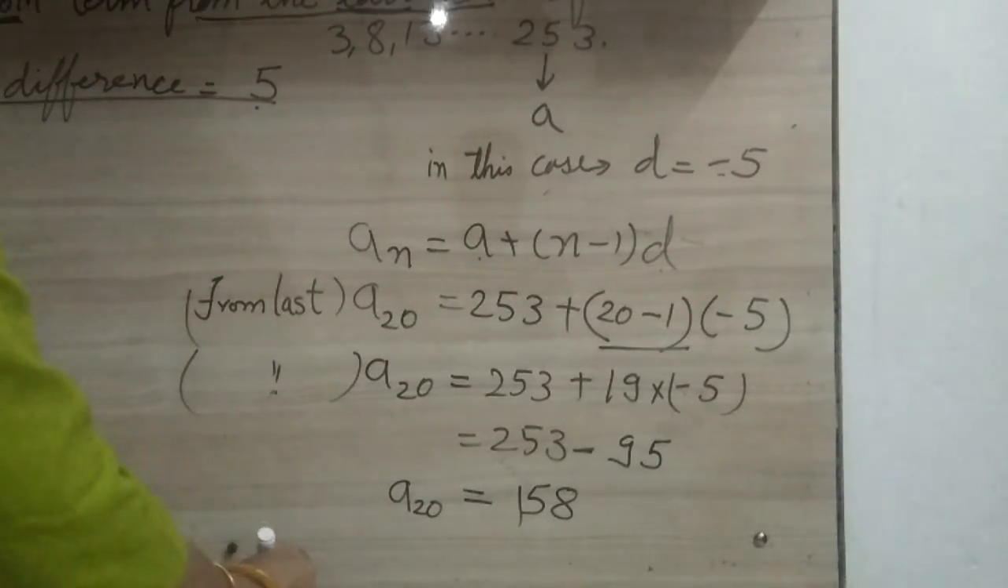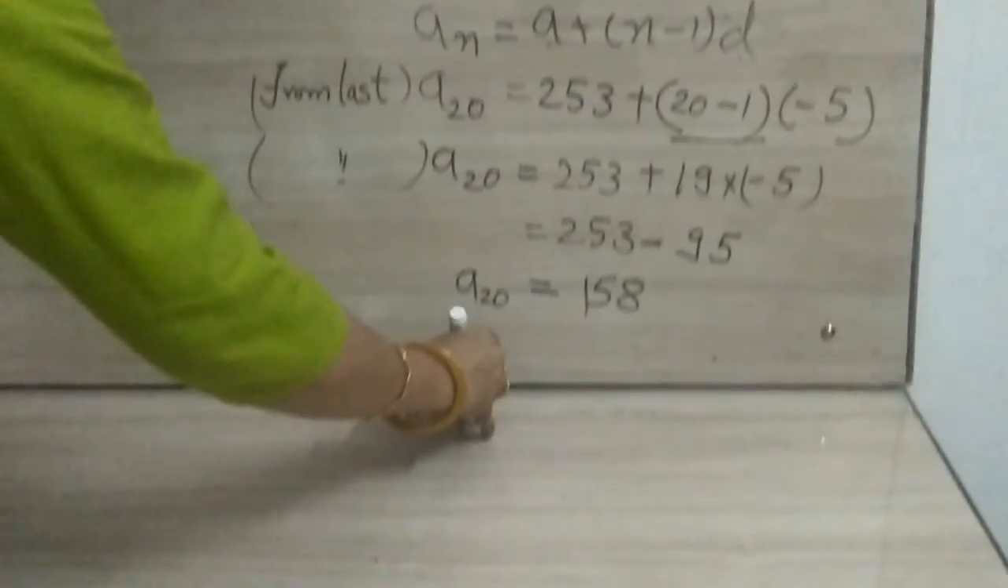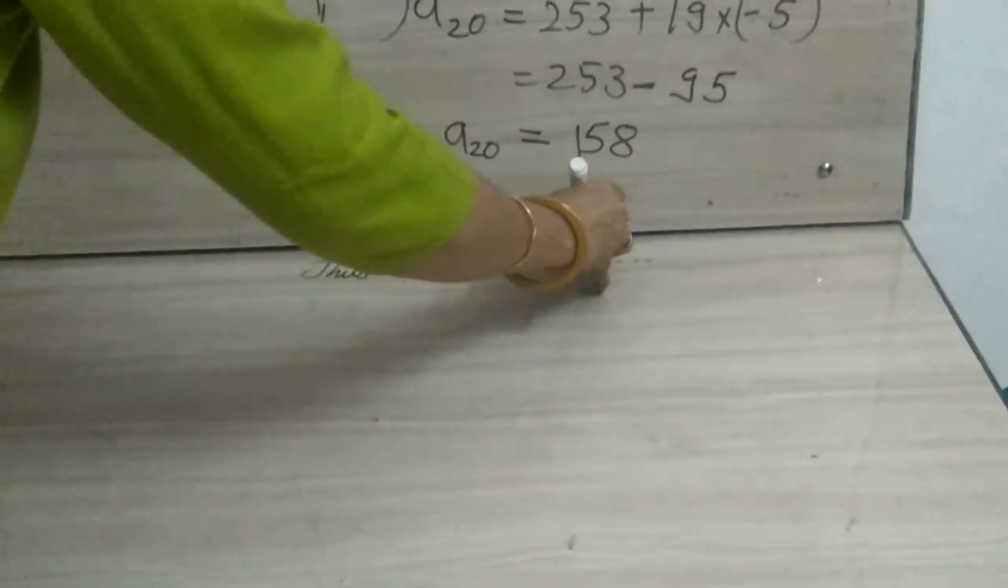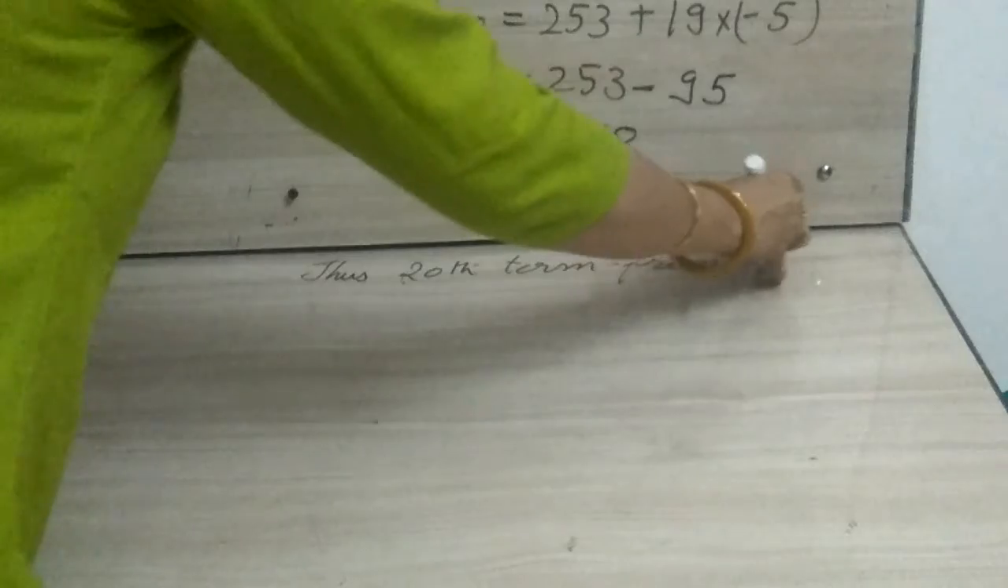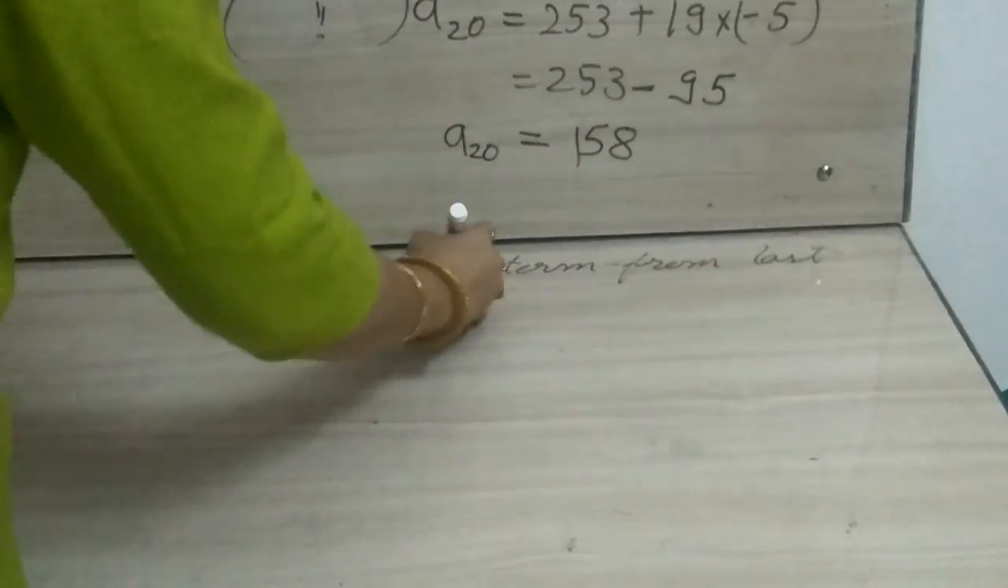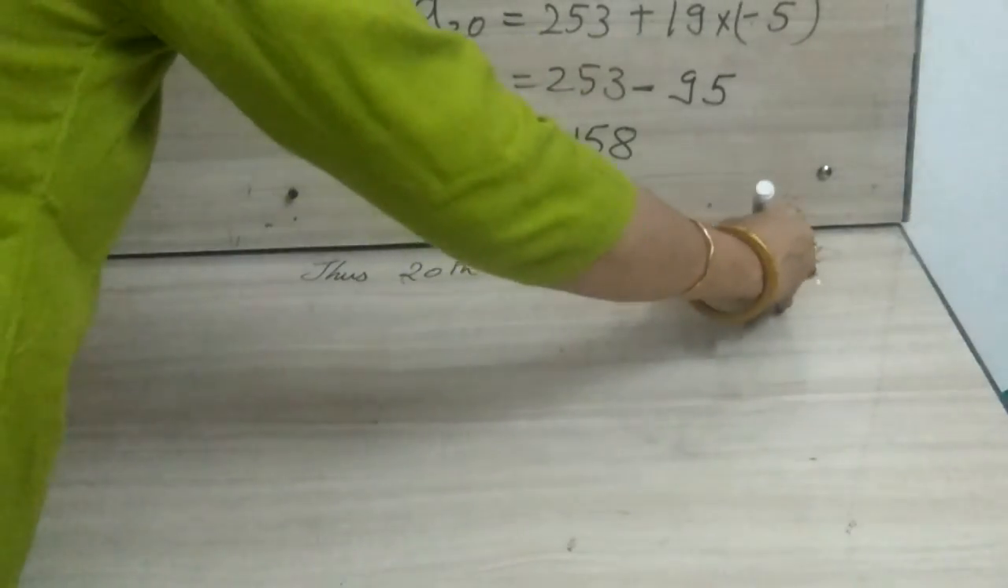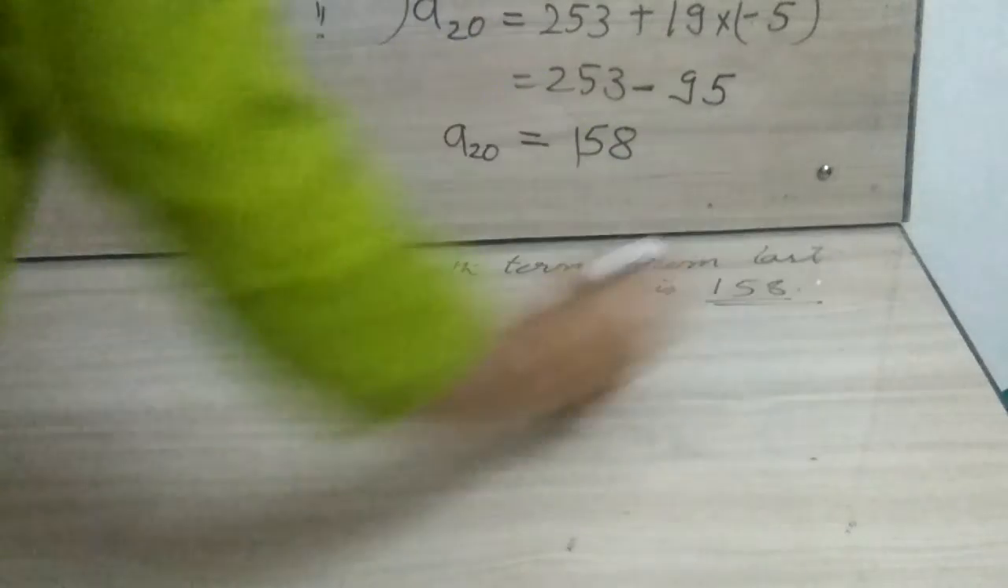You can write thus, 20th term from last is 158. Clear?